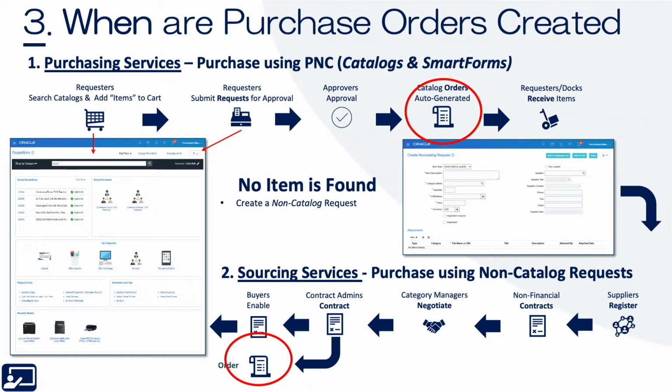Third topic, when are purchase orders created? As you can see in the diagram here, from a self-service world, so that top line under purchasing services, POs are created after the requisitions are approved. They're actually auto-generated based on details on the agreement. Now, in full service, when we've looked in our pre-negotiated content and we can't find an item, then we have to go non-catalog request. And you can see on the bottom, after we go through a series of sourcing steps, when POs are created in that flow.